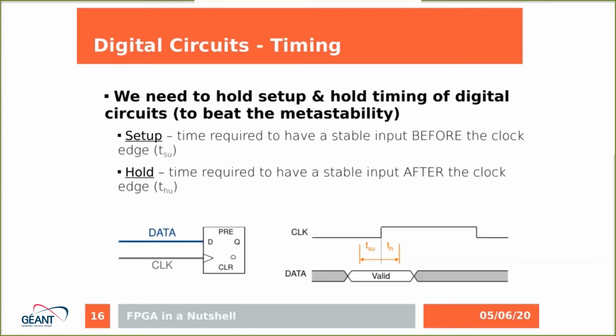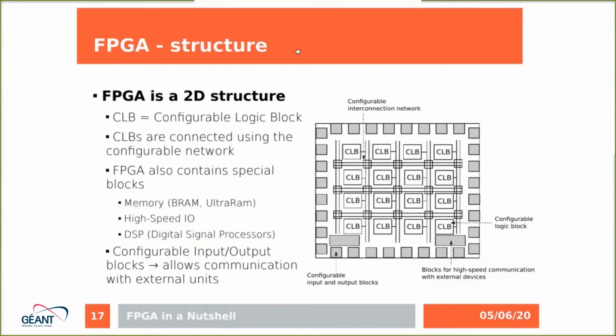Now, how does the FPGA look? It's a 2D structure of configurable logical blocks, which are connected together via a configurable interconnection network. Then we also have some special blocks which are dealing with the output and input from the FPGA. Using these outputs, you are able to communicate with other circuits on the board, and very typically the FPGA also contains some special blocks which are hard coded.